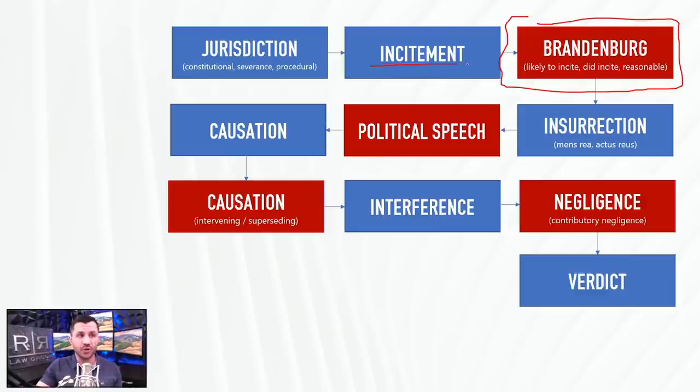So if the prosecutor is saying, okay, we have enough here to prove incitement, Donald Trump and his team could just simply respond and say, well, that actually doesn't fall within incitement because the U.S. Supreme Court has said that you can follow the Brandenburg test, which says you have to be likely to incite something, and it did incite, and you're using the reasonable person standard. If that all happens, then this Brandenburg defense will fail. But if it doesn't meet all of those elements, then this is an absolute defense to the incitement charge, right? There is no incitement, therefore there's no insurrection, and the whole thing goes away, right?